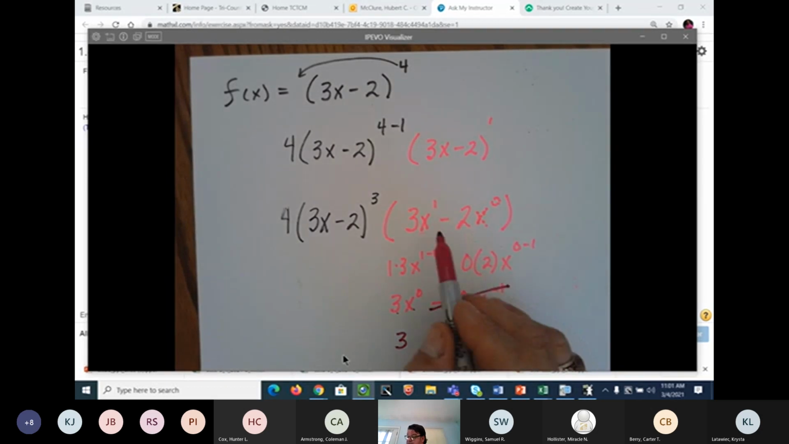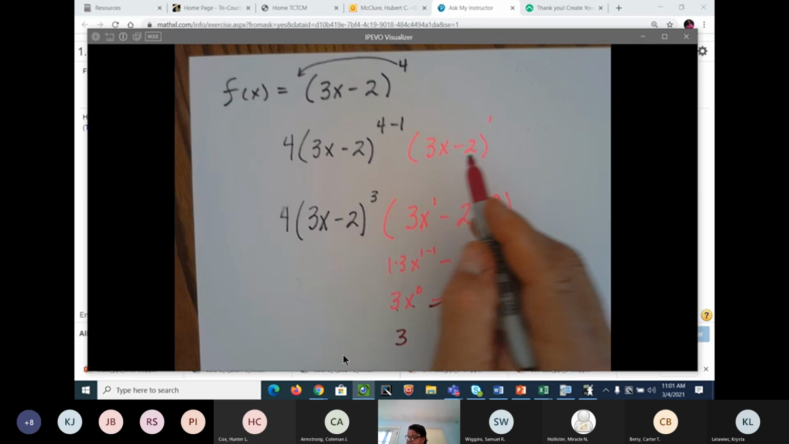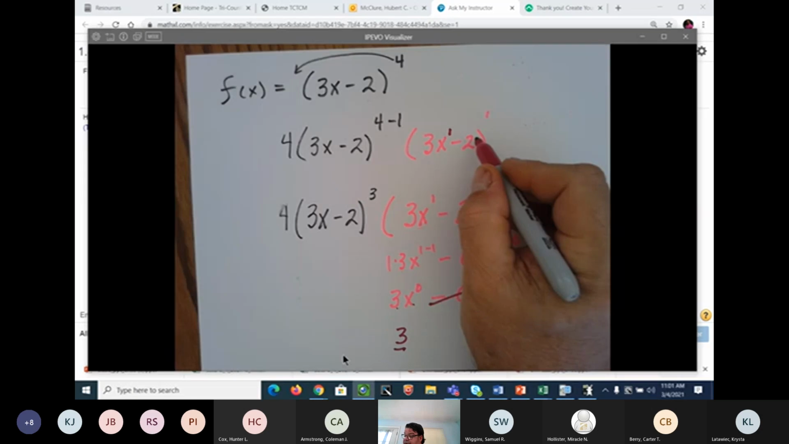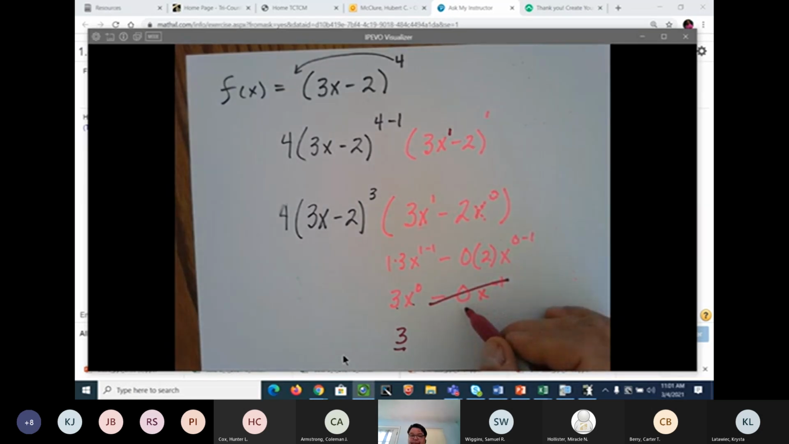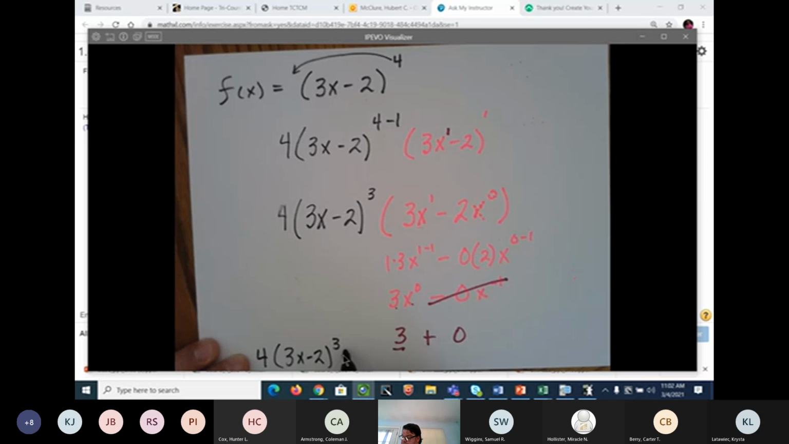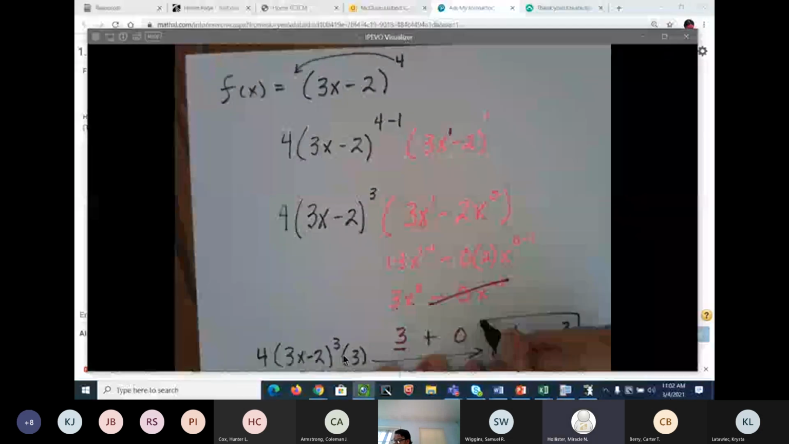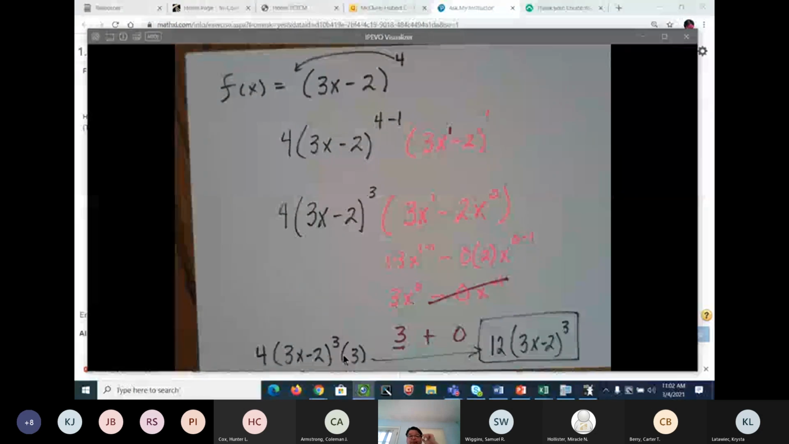3. So the derivative of a coefficient and a variable to the first power is equal to that coefficient. The derivative of a constant will always be what? 0. So you could actually say 3 plus 0 if you wanted to, which is 3. So my final answer is 4 times 3x minus 2 to the third power times what? 3. And what's 3 times 4? 12. So your final answer is 12 times 3x minus 2 to the third power. And that's how you do the chain rule.